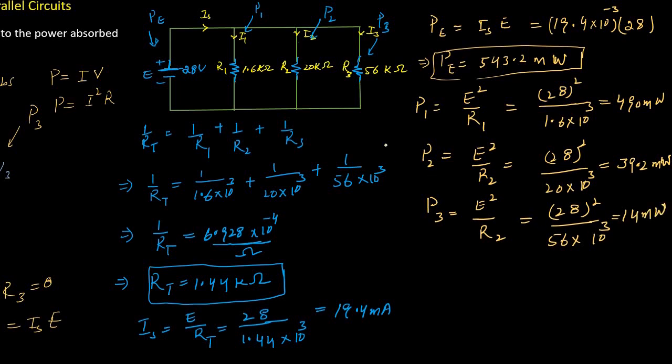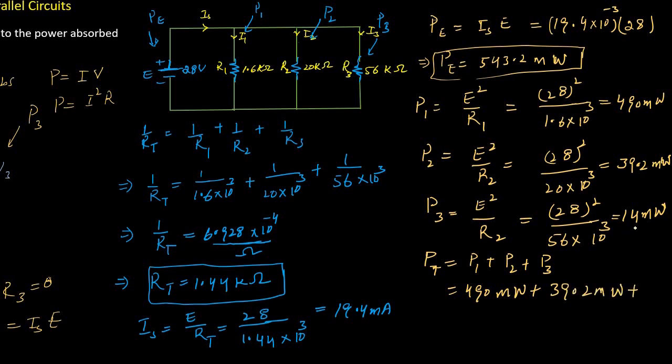As we described earlier, the power delivered by this DC voltage source equals the sum of all the power absorbed by these three components. So the sum of all the power absorbed by these three components, let's say PT, equals P1 plus P2 plus P3. The power absorbed by the first component is 490 milliwatt, plus the power absorbed by the second component, 39.2 milliwatt, plus the power absorbed by the third component, 14 milliwatt. So the total power absorbed by these three components is 543.2 milliwatt, which equals the power delivered by this DC voltage source, PE. So from this equation we concluded that the total power delivered by this DC voltage source equals the sum of all the power absorbed by this parallel connection.